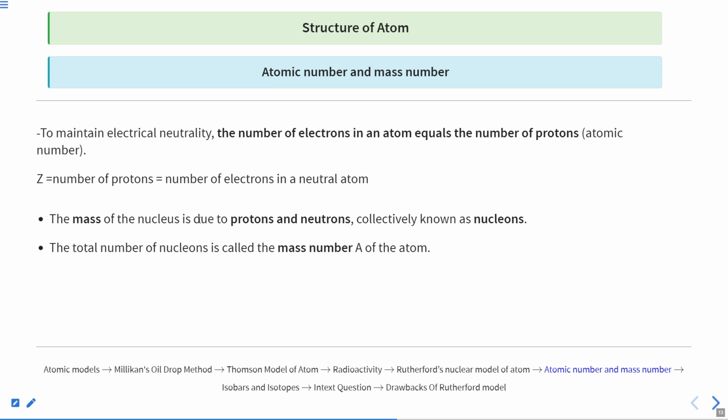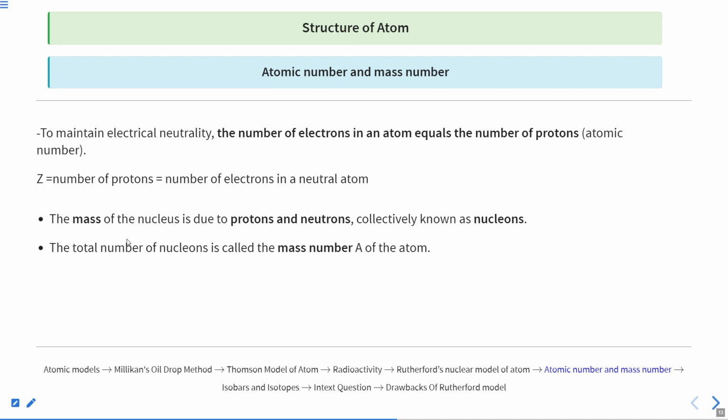Next, the mass of the nucleus, which is due to protons and neutrons, collectively known as nucleons, is known as the mass number. Here we take the relative mass, not the actual mass. We can say that the relative total mass of the protons and neutrons is called the mass number.